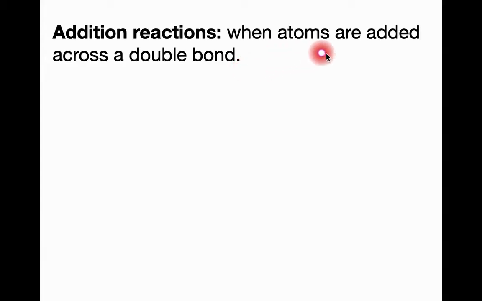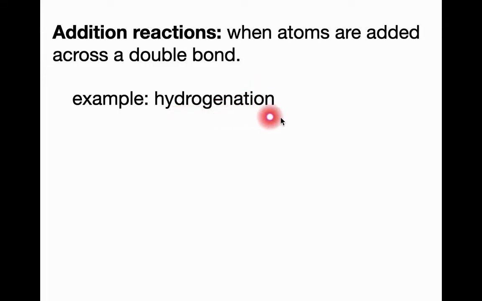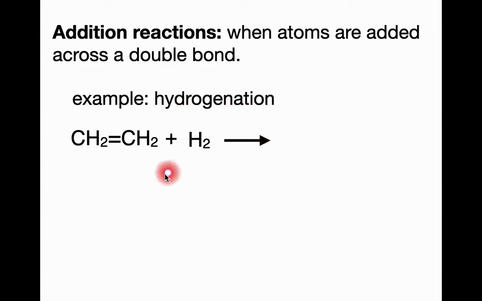Addition reactions, when atoms are added across a double bond. An example of this, hydrogenation. Now, we need to have an alkene in order for this reaction to take place. What will happen is one of the bonds in the double bond will break, meaning that each of the carbons will have to bond to something new, hence the term addition. We're going to add something to the molecule. So in this reaction, the hydrogen is going to be added to each of the carbons. So we had CH2 with a double bond, now we have CH3 with a single bond.